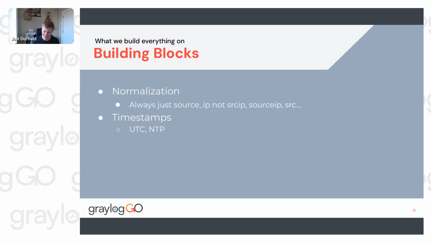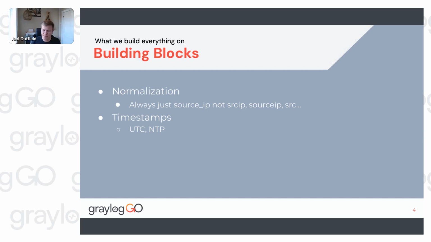The reason for this is that when we use shared fields across our data sources, we're able to correlate that data. For example, some vendors will choose to send in a source IP address as SRC IP, SRC underscore IP, source IP. Some of them just call it SRC. They're all different.